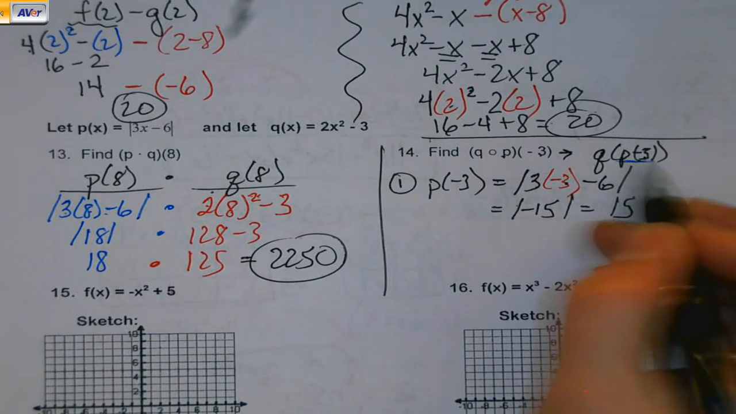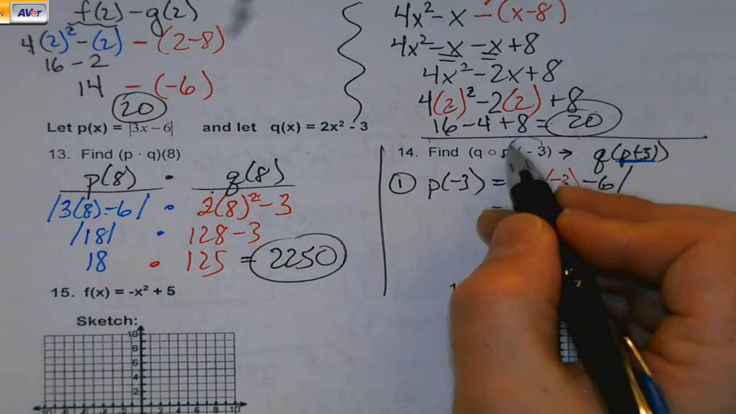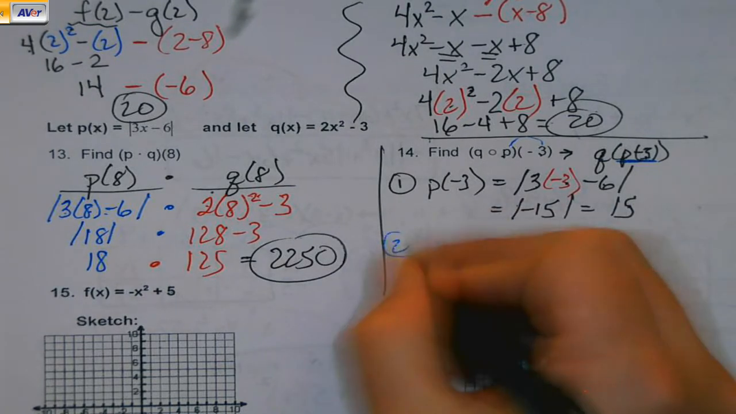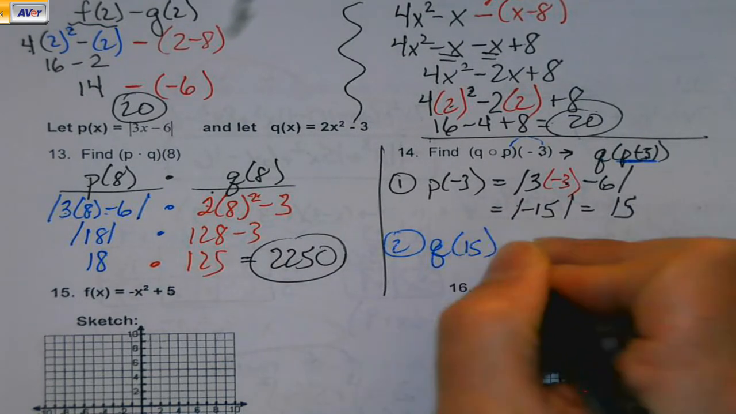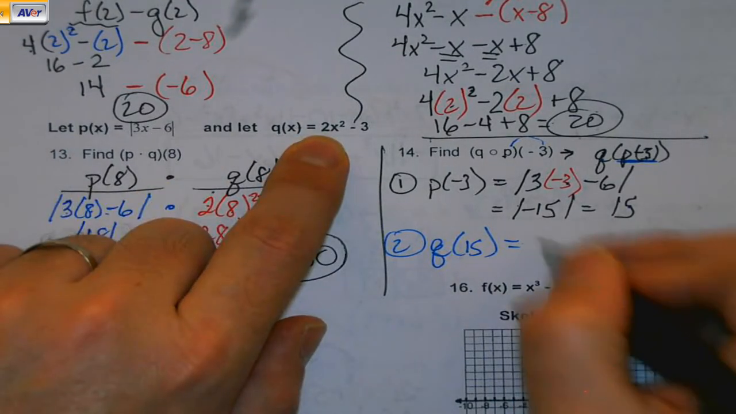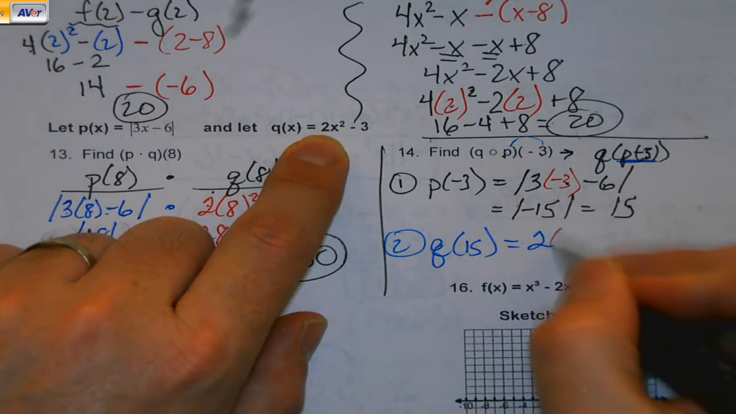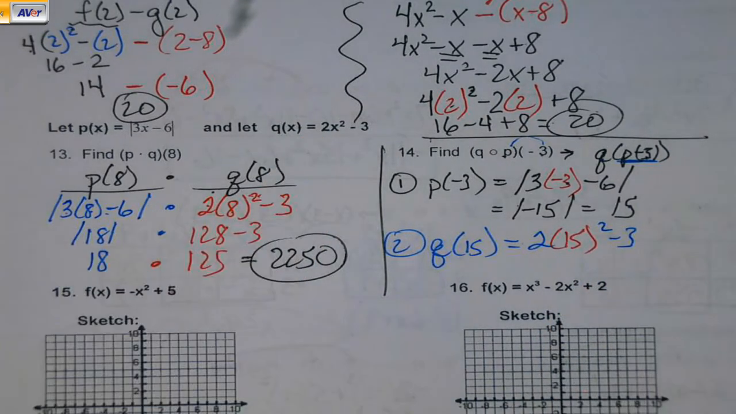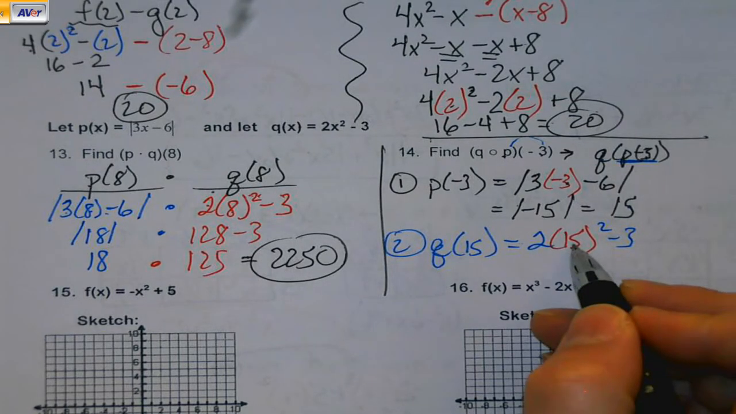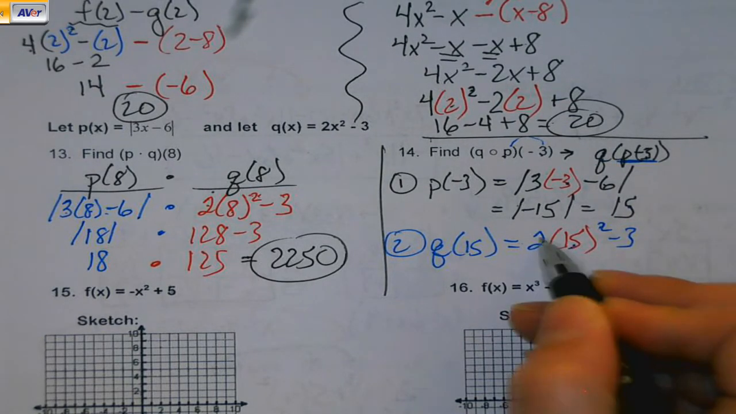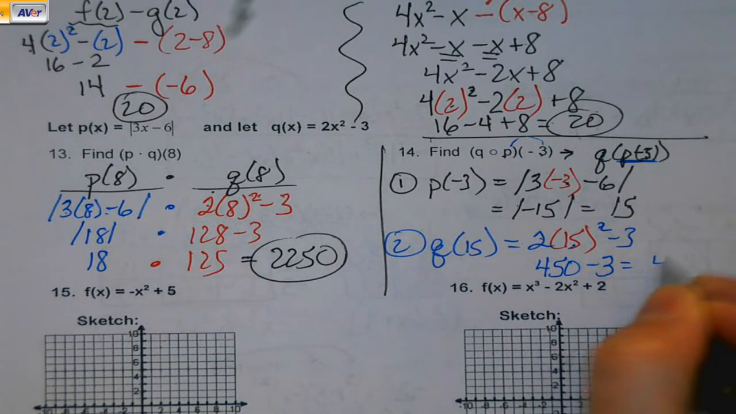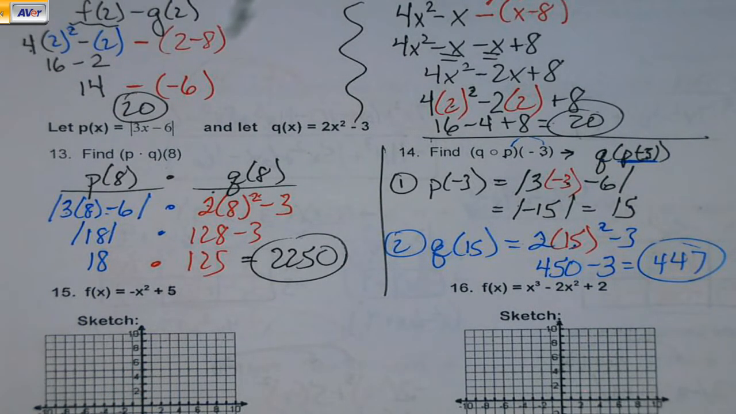Okay, but that's just this first part. Okay, just that inner part. Now I'm going to take that value and plug it into q. Here's my q. 2 times 15 squared minus 3. 15 squared is 225 times 2 is 450 minus 3. And again, this whole thing could just be typed into the calculator. That's fine. Not a big deal.